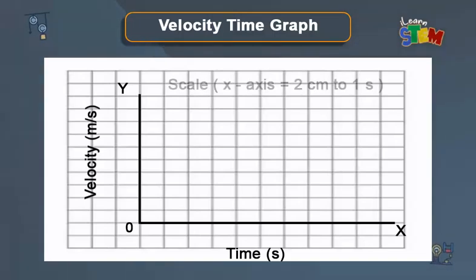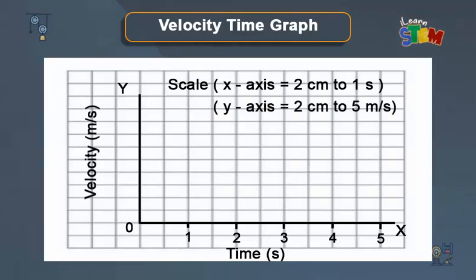For the x-axis, our scale will be 2 centimeters to 1 second, which is 1, 2, 3, 4, and 5. While the y-axis will be 2 centimeters to 5 meters per second, which is 5, 10, 15, 20. Next, we are going to mark the point where our change in velocity meets with our change in time, or you can as well say, the time over which the acceleration occurs.